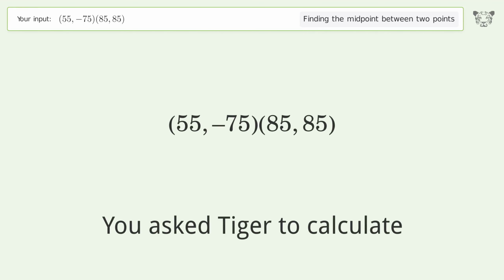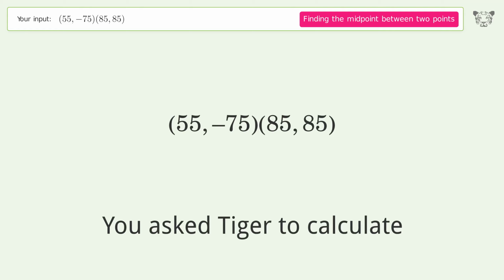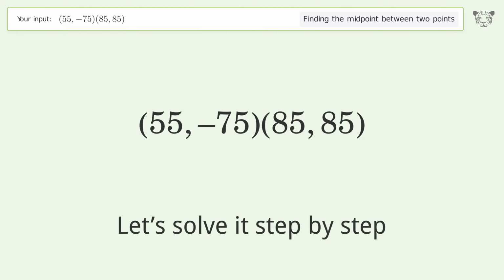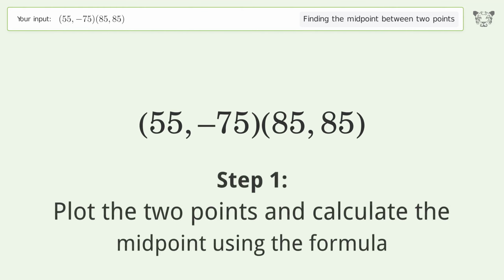You ask Tiger to calculate. This deals with finding the midpoint between 2 points. The midpoint between the 2 points is 70,5. Let's solve it step by step. Plot the 2 points and calculate the midpoint using the formula.